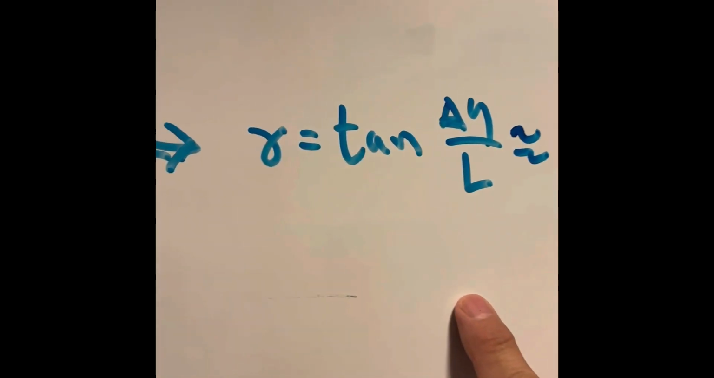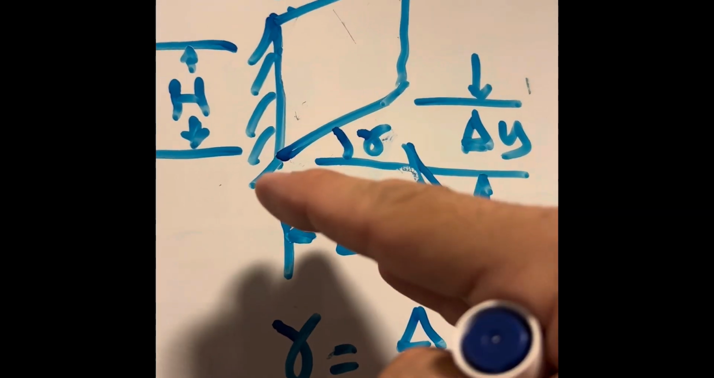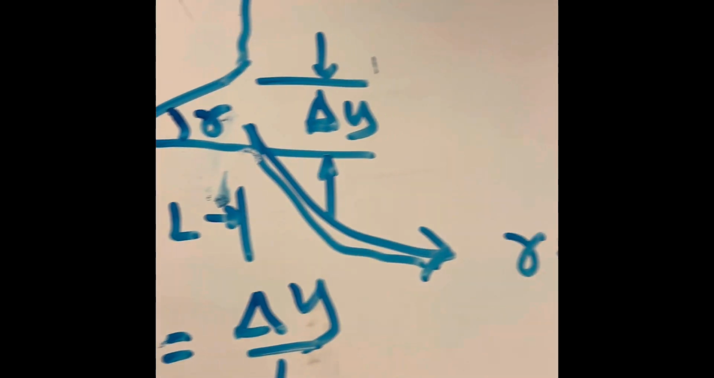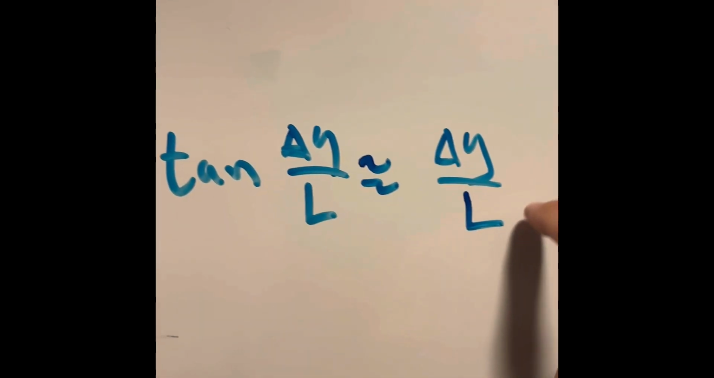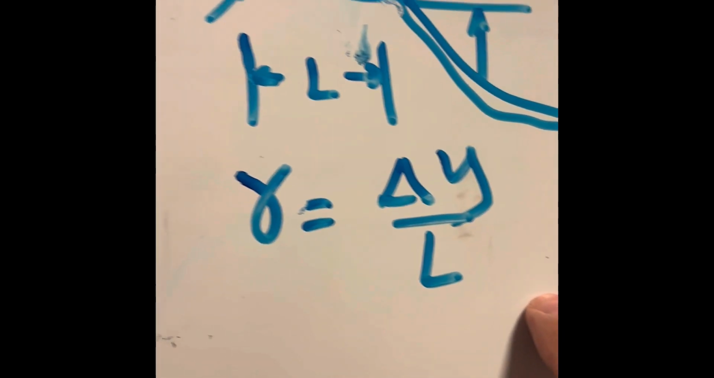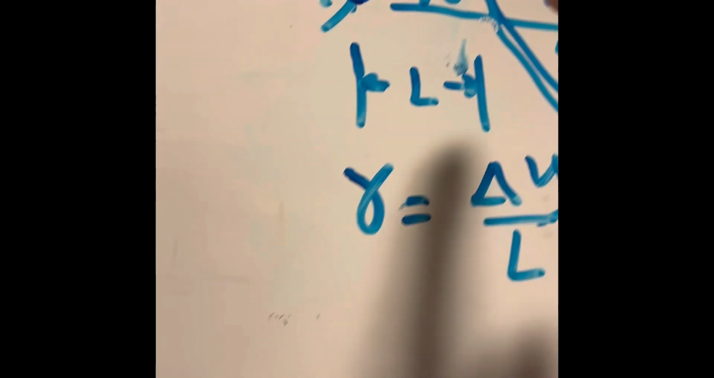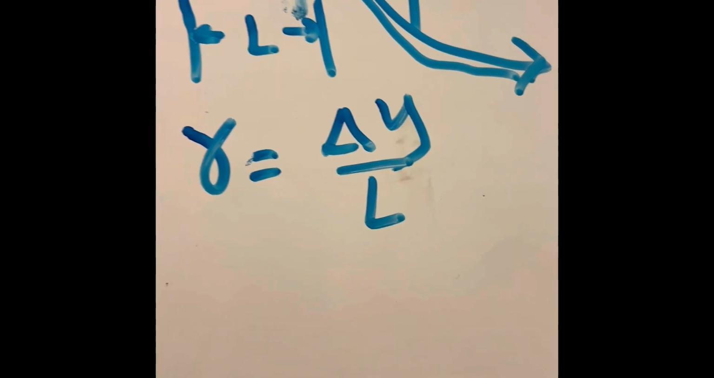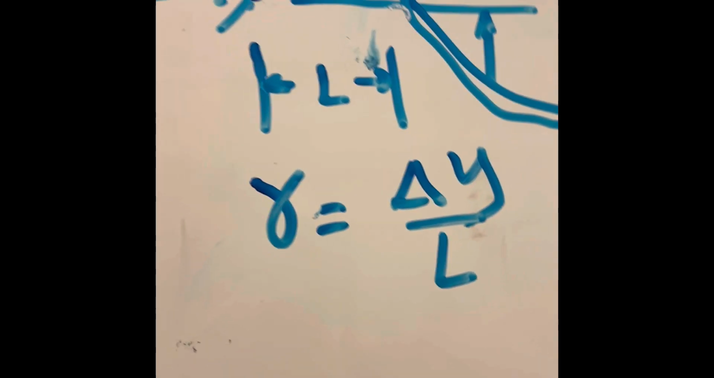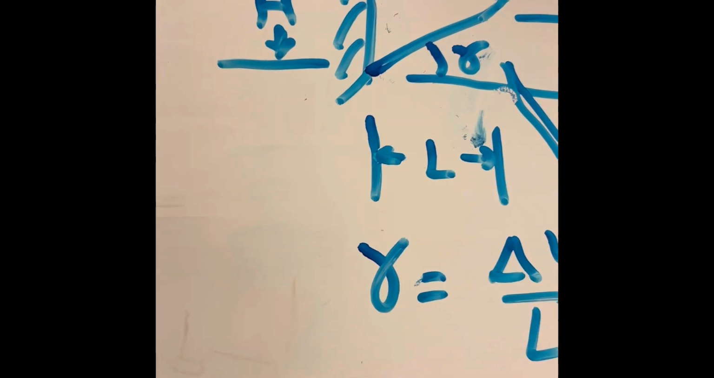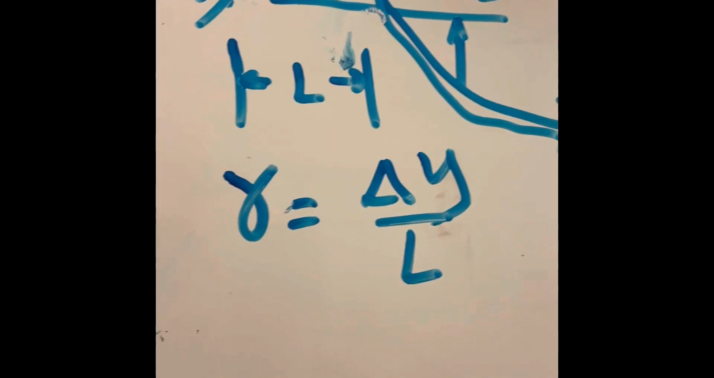So we find that the angle of this shear deflection, gamma, happens to be equal to delta Y over L, which is equal to the shear strain, delta Y over L. So the shear strain is delta Y over L, and it happens to be roughly that angle. And so we call that angle the shear strain, which is just delta Y over L.